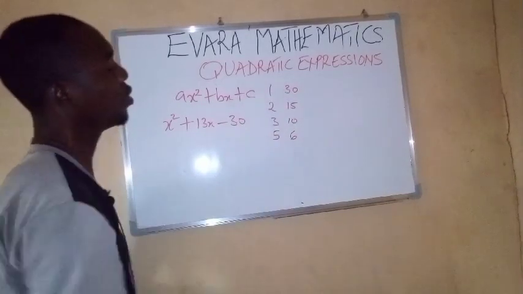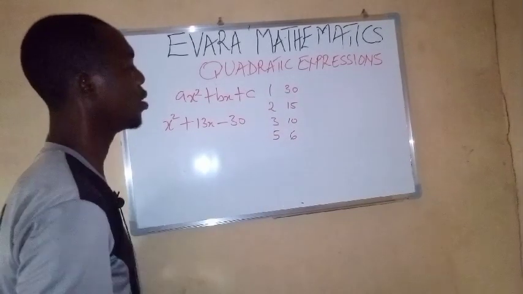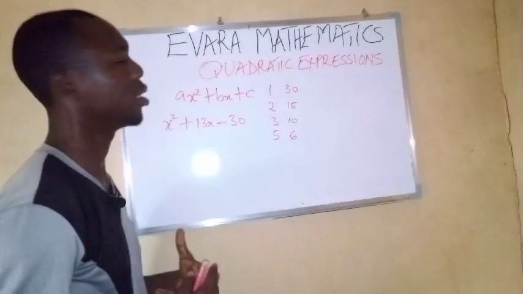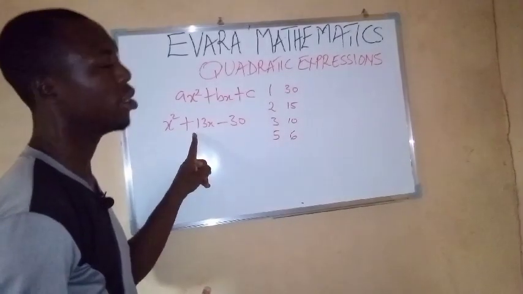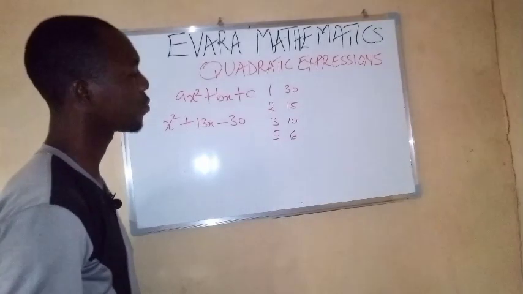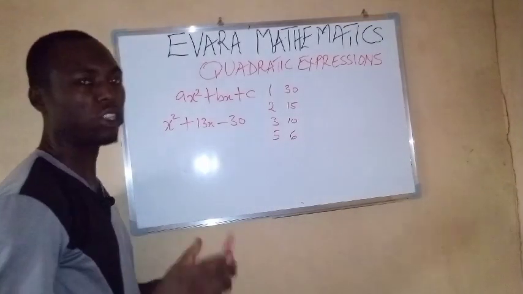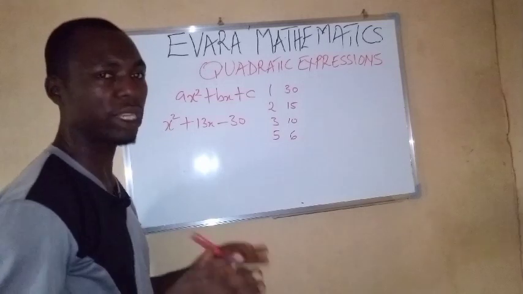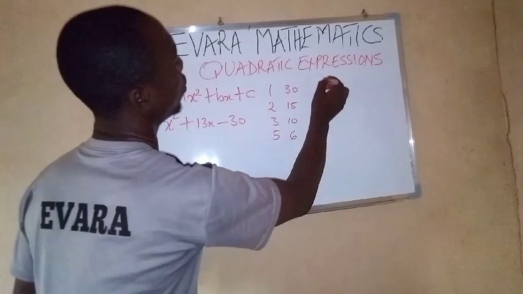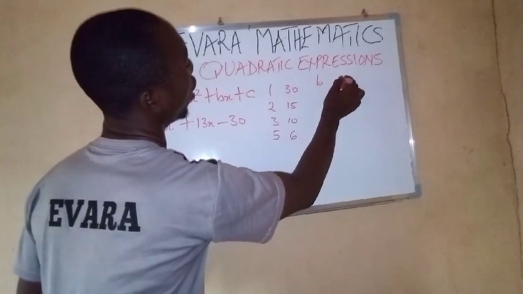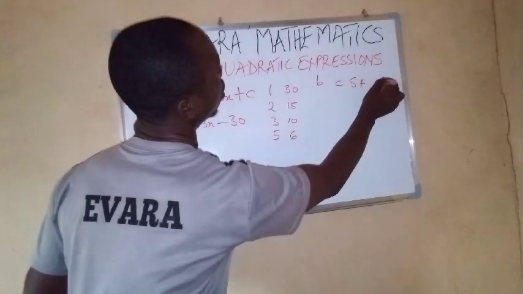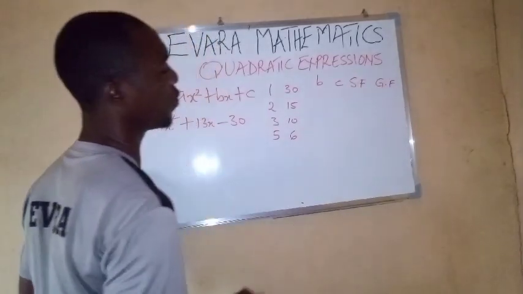So, having written the factors of 30, how do we now pick two numbers that when you add them together, you will get plus 13, and when you multiply them together, you will get minus 30. Now, there is a table I'm going to give us here that will make it very easy to know which factor to choose. We have b and we have c. We have the smaller factor and the greater factor.